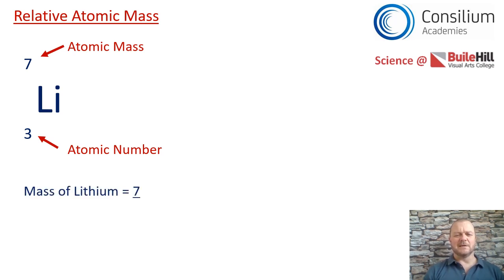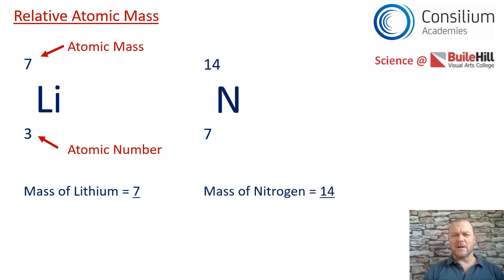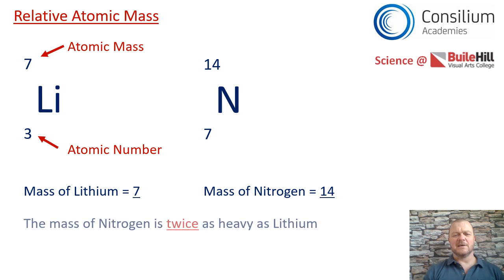What this means is the mass of one atom of lithium is 7. And because this is a relative atomic mass, we don't need to use any units. If we take another element, so for instance nitrogen, you can see that its atomic mass is 14. So the mass of one atom of nitrogen is 14. And what this means in practice is that nitrogen is actually twice as heavy as lithium.